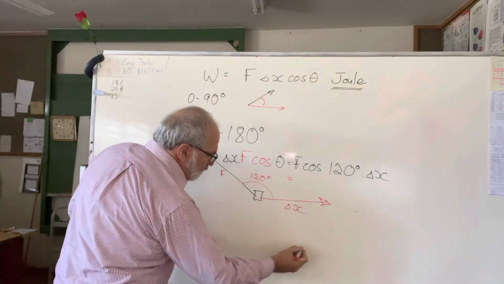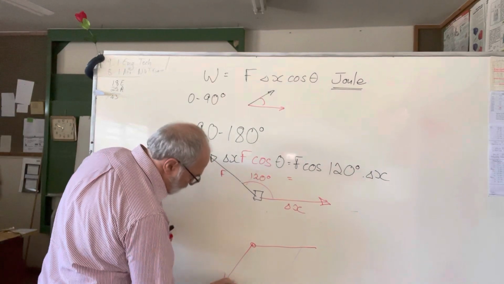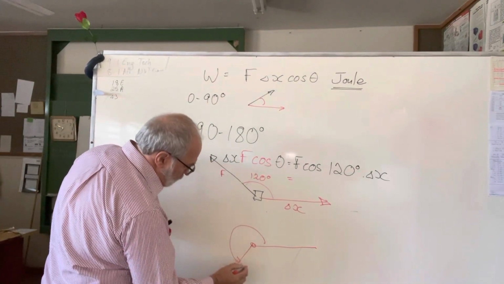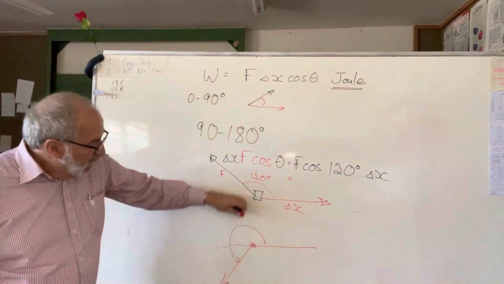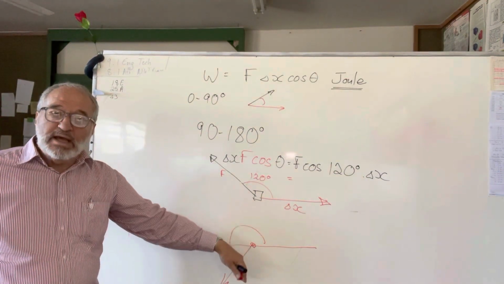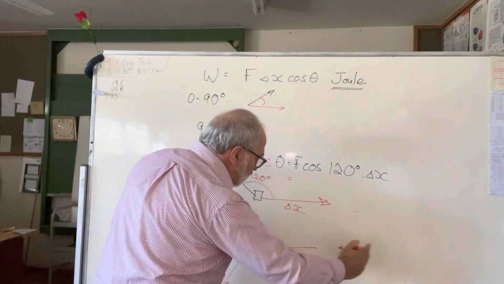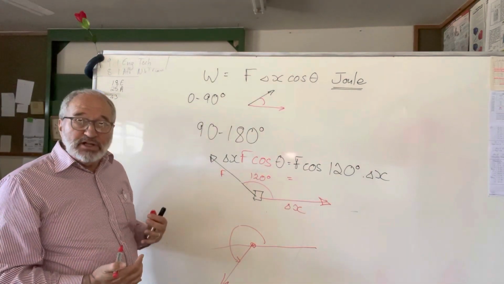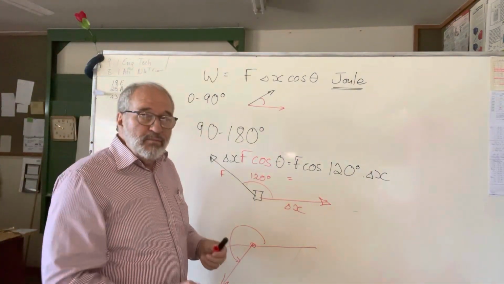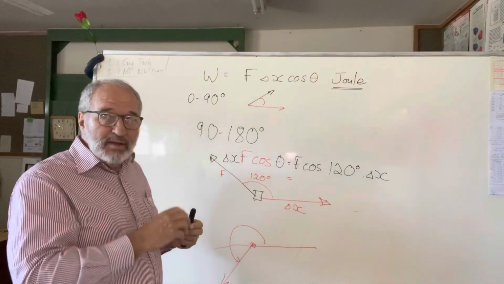Even if the angle is like this. Nou is hy groter as 180 grade, sê maar by 300 grade. Hy is nou weer in 'n kwadrant waar kos negatief is. It's easy also to see if the displacement is in one direction and the force is acting in the other direction. The cos will always be a negative number.